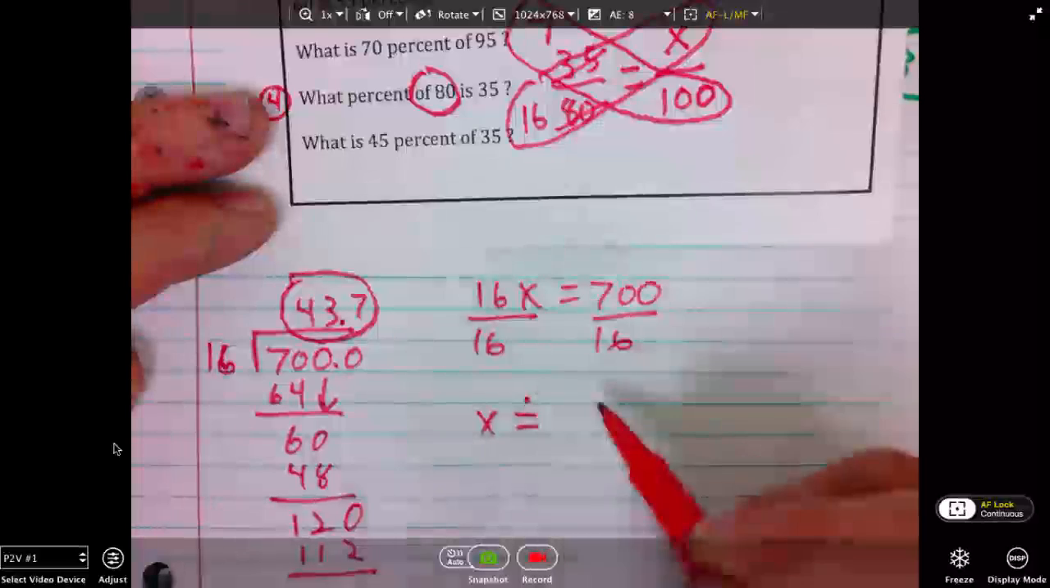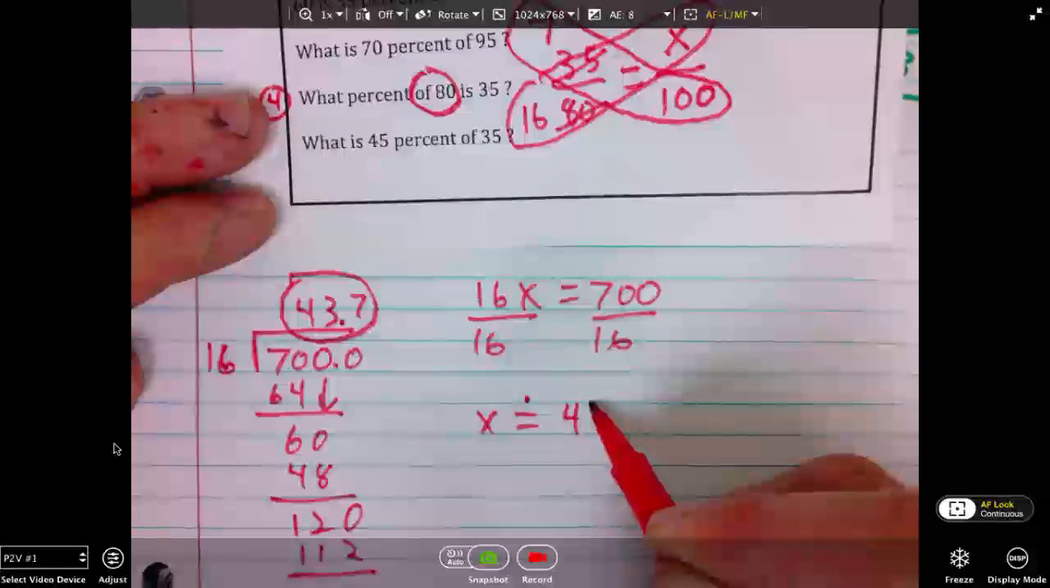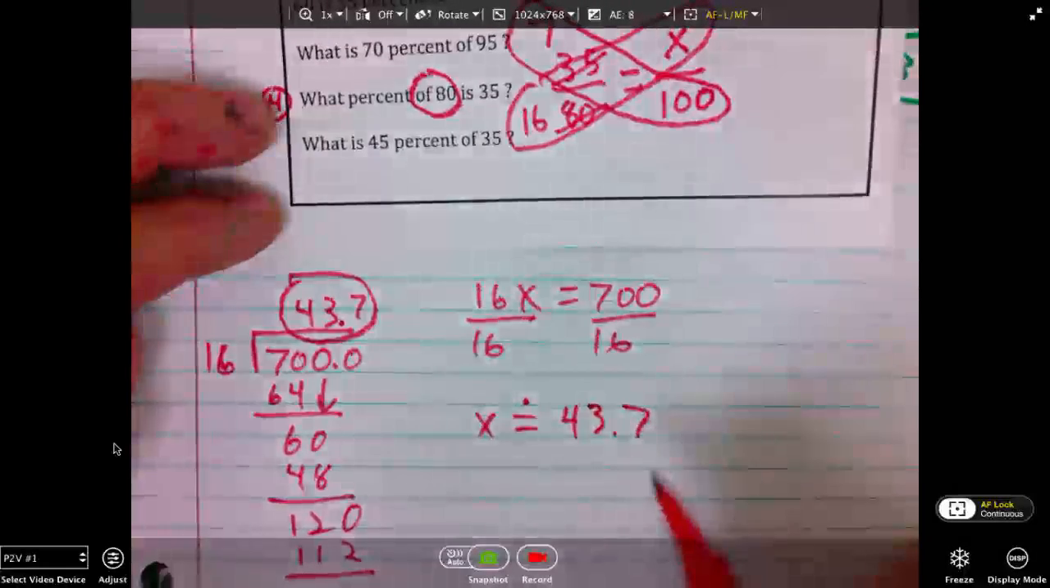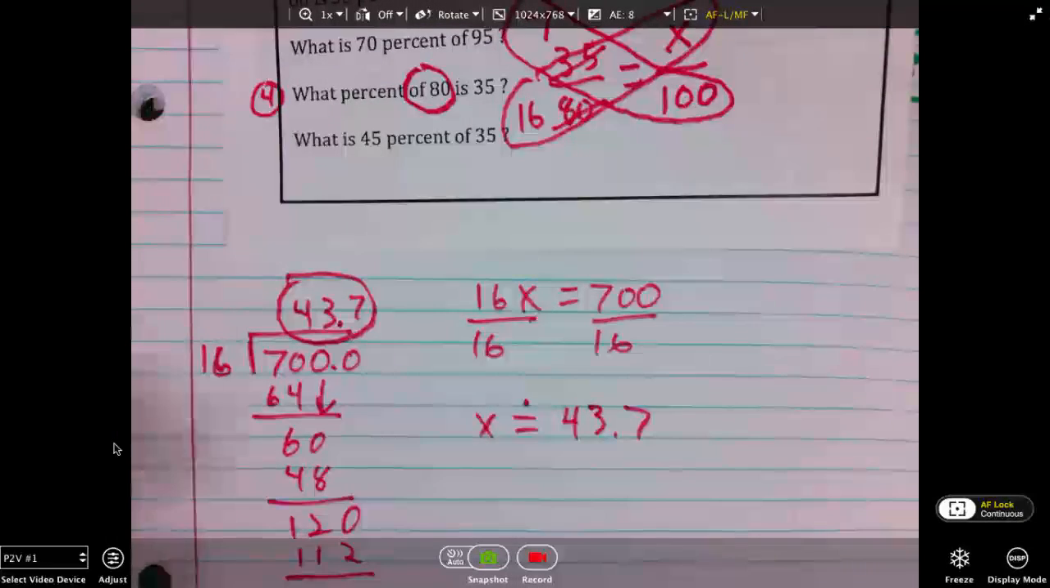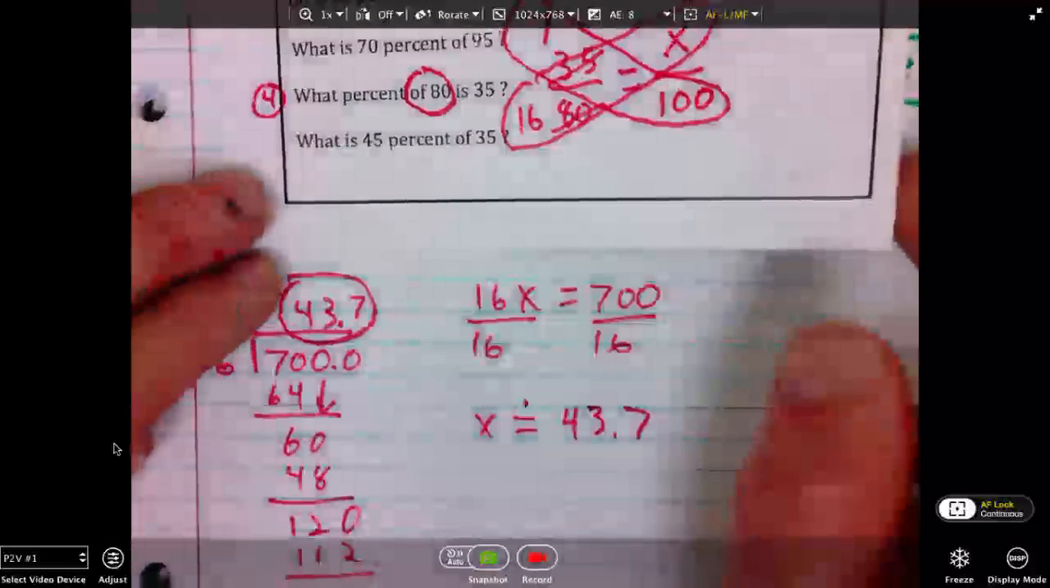It's approximately 43.7. Okay. That is number 4. On to day 2.